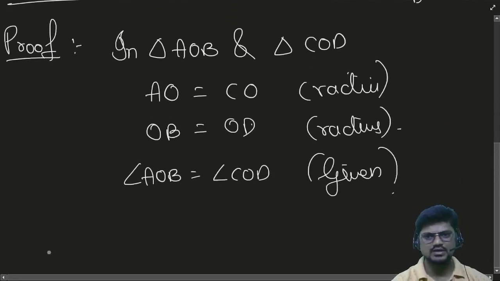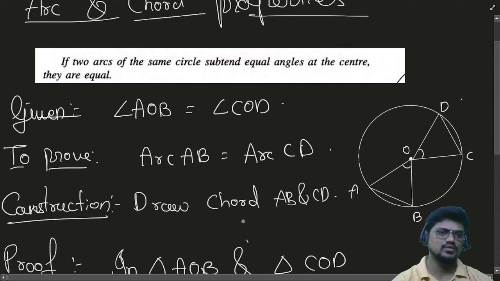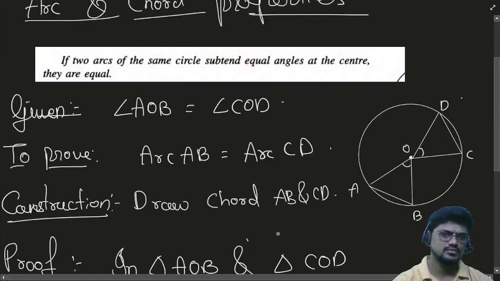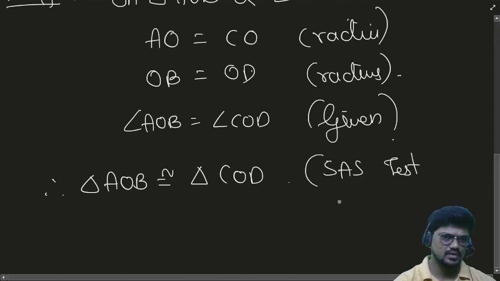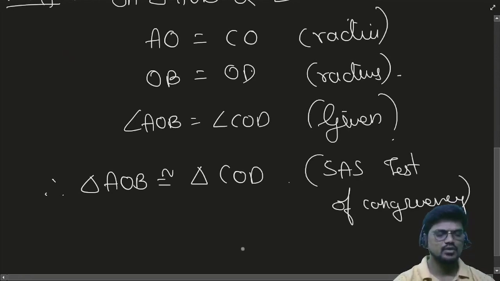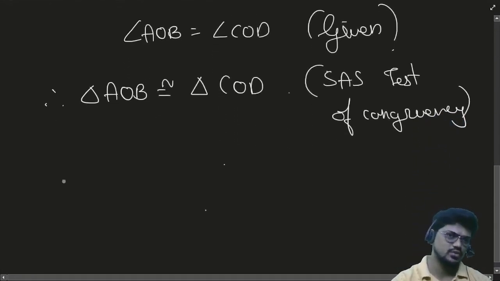Therefore, what can we say? Therefore, triangle AOB is congruent to triangle COD. By which test will they be congruent? SAS. This side, this angle, and this side, as we have done. So the two triangles are congruent by the SAS test of congruency. Now we have proved it.